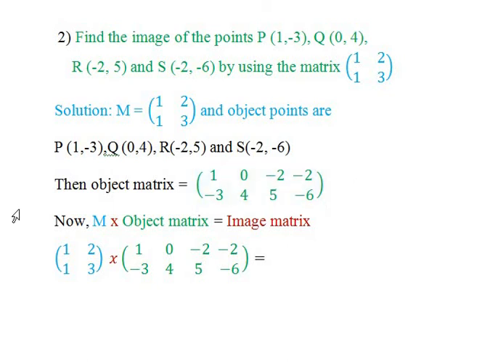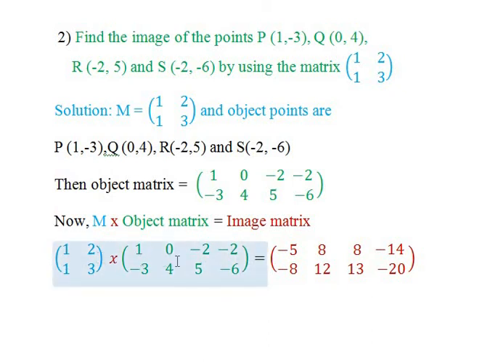As before, we have matrix times object matrix equal to image matrix. Okay, so we write matrix, object matrix, and we multiply as before. Then we have the result minus 5, minus 8, 8, 12, 8, 13, and minus 14, 20, minus 20. Okay, this is the image, and here also you multiply in detail, which is left as an exercise.